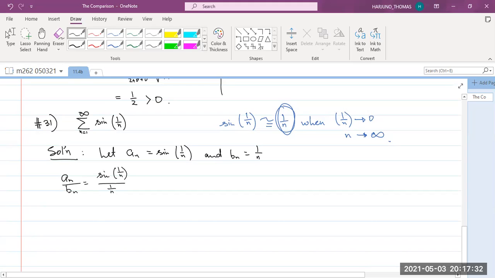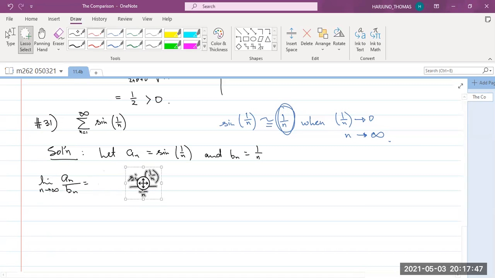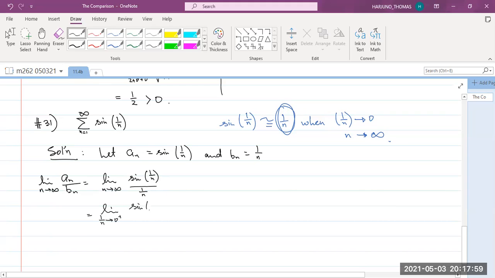Oh, I need to use limit notation now, because I plan to play with the limit notation. Move it a little bit to the right, insert the limit. That means the limit as 1 over n goes to 0 from the positive side. Use dummy variable t, for example.